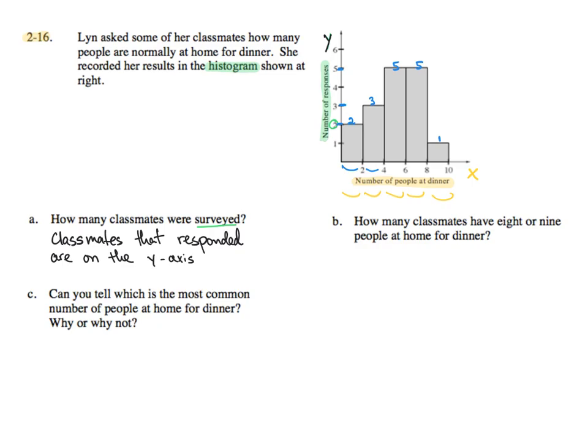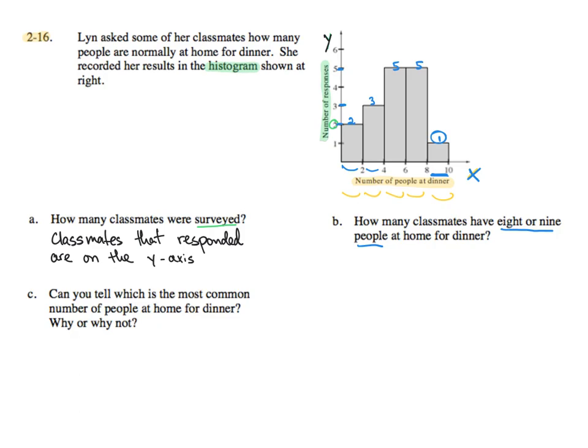Okay, in problem B, we're being asked how many classmates have 8 or 9 people. So we're looking now at the x-axis because it's number of people, and then 8 or 9, so it's right over here. How many classmates? Now I'm looking at the height. So what does it say? How many classmates have that many people at dinner? In this case, I can see it. Go ahead and pause the video and answer in a complete sentence.